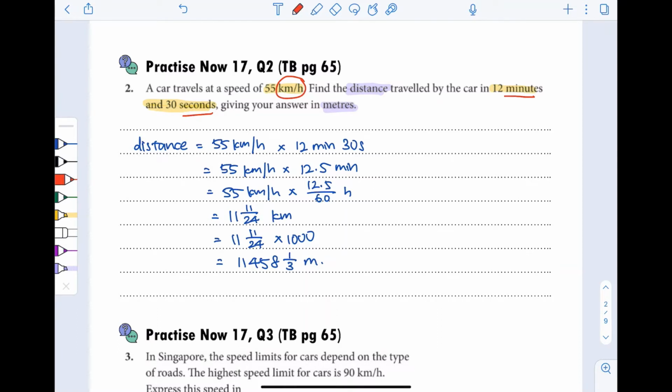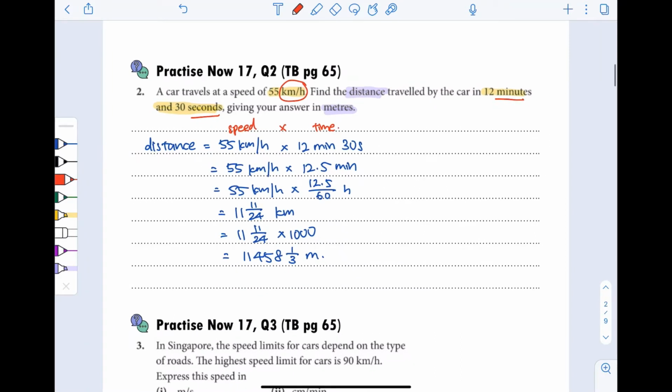So if we were to find the distance based on doing speed times time, we cannot just take the two numbers that we see and multiply with each other. What we have to first do is to make sure that our minute and seconds is all converted into minutes. So 30 seconds is half a minute, which is 0.5 minute, hence we get 12.5 minutes. And then we need to ensure that our units for our time is in hours, so that we can multiply by the speed, which is in kilometer per hour.